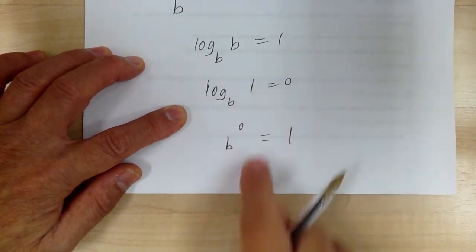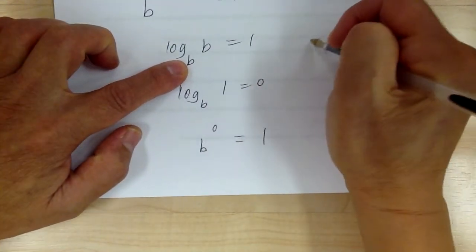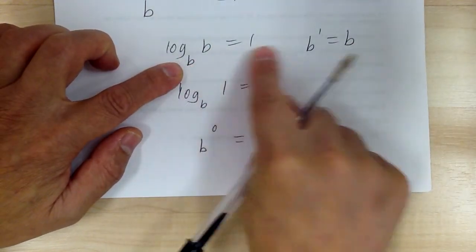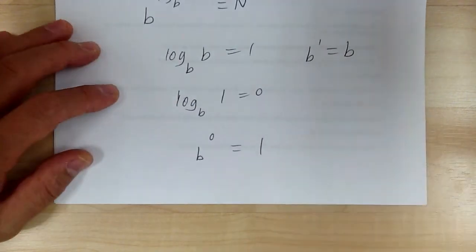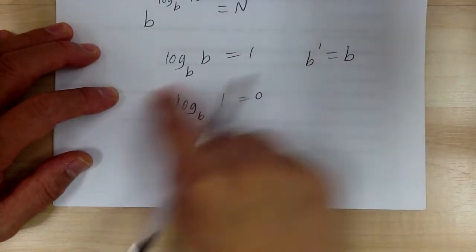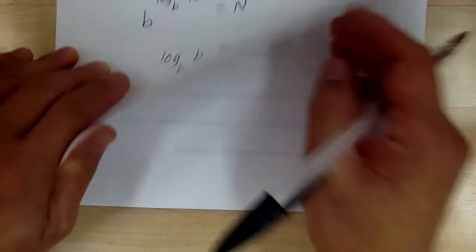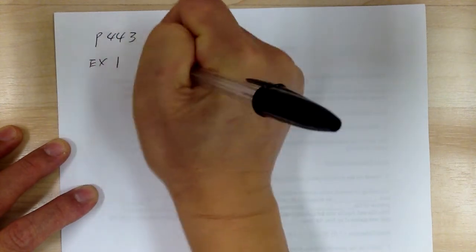Like this one over here, if you convert, you're going to get b to the 1 equal to b. So that's where they came from. You're just doing the converting, crisscross. Okay, so let's go and do some practice. Let's go with some examples. Let's go to page 443, and let's do example 1.